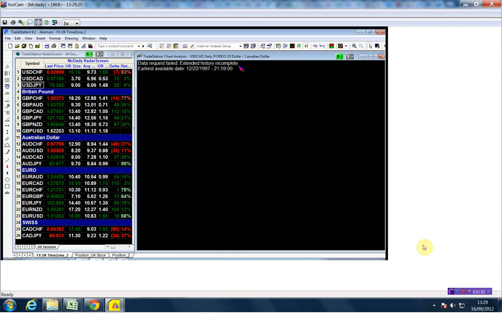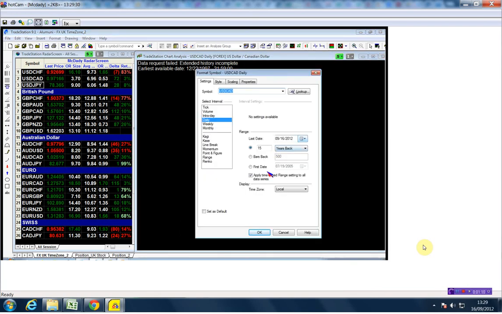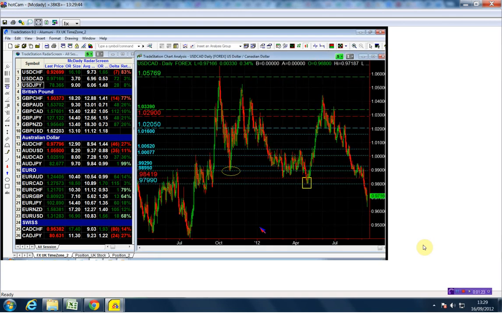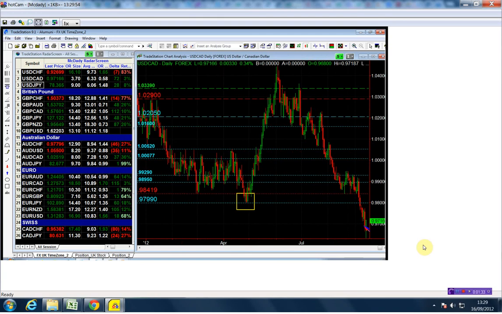See if I can try to adjust this data. Okay, I just changed the data a little bit because I guess the data they have before a certain time is corrupt. We did have a big push on Friday in the dollar CAD, so we're going to analyze that later.